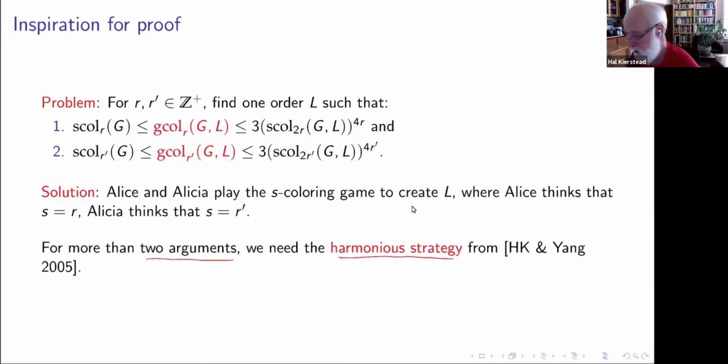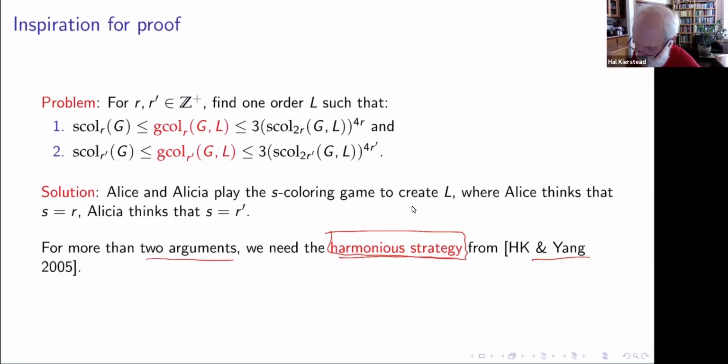So for instance, they have to wear masks in public, and more dangerous ones have to wear more powerful masks. Think of it that way. Yeah, and actually the strategy comes from an old paper with Yang. Again, it was a paper that we thought was just a curiosity. It wasn't even about game coloring. It was about game chromatic number, where Alice got to make many moves and Bob only got to make one move. So it was a very special situation.